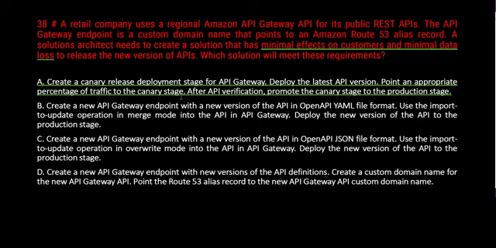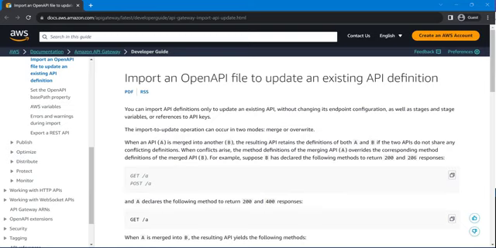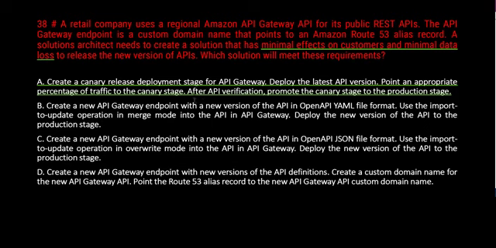So in order to understand that import to update, we need to check the import to update link, obviously. Okay, so you can import API definitions only to update an existing API without changing its endpoint configuration. But if you look here, they are talking about without changing endpoint configuration.